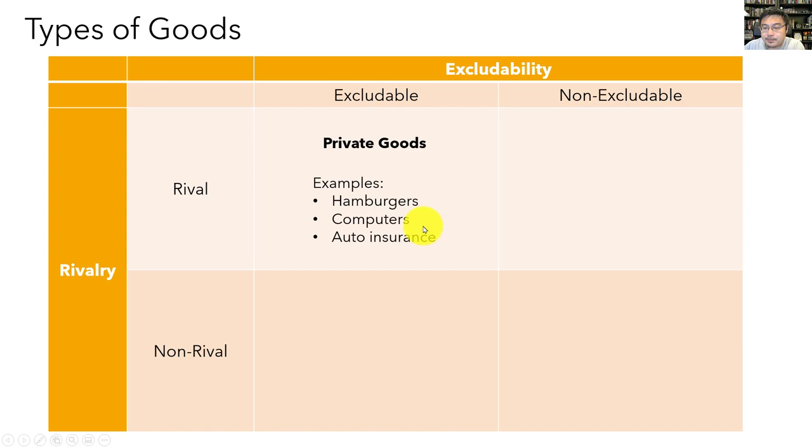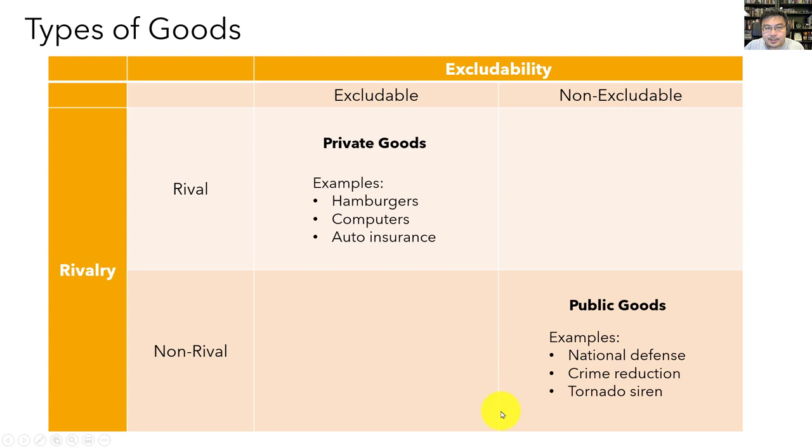If a good is non-rival and non-excludable, then we call that good a public good, okay? And it's difficult for public goods to be traded in markets. Because public goods are non-excludable, producers are going to find it difficult to stop consumers who are unwilling to pay for the good from getting it. And because it's non-rival, many consumers are actually going to be unwilling to pay because they can enjoy it for free as long as someone else pays for it. And so here are some examples of public goods.